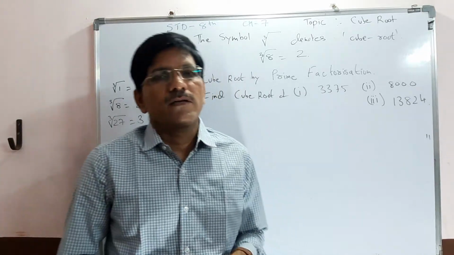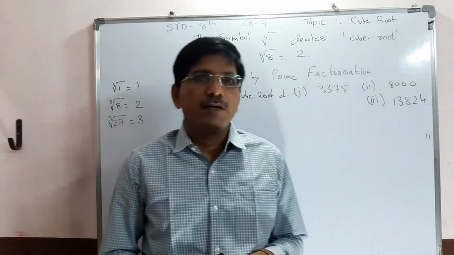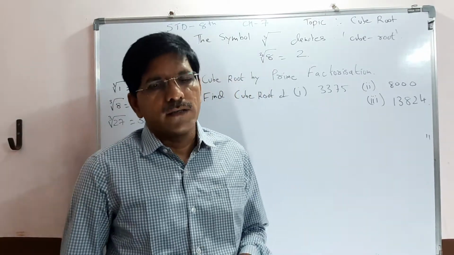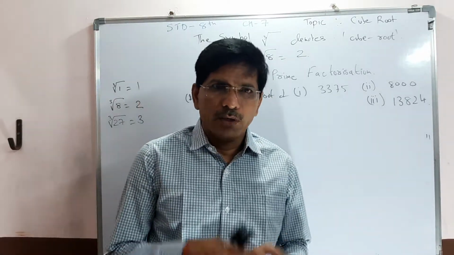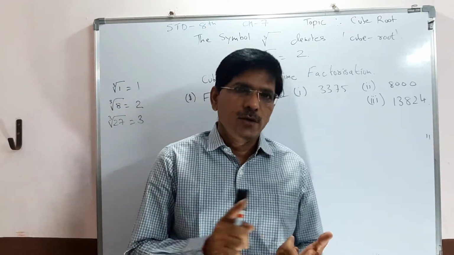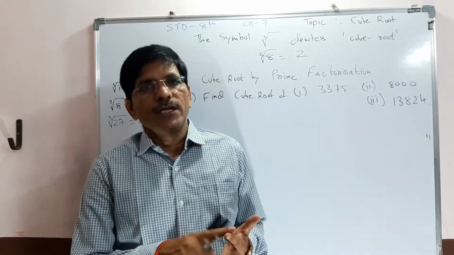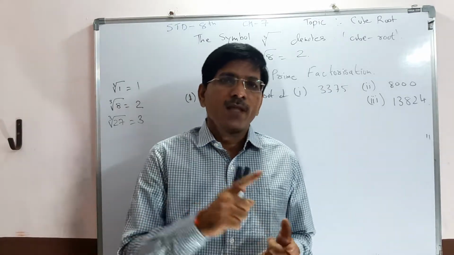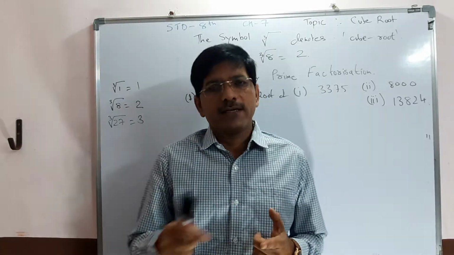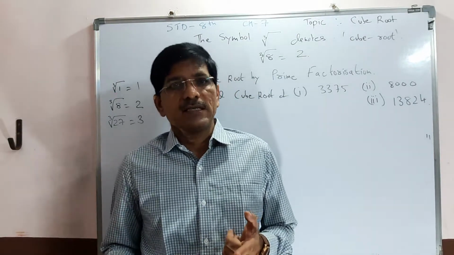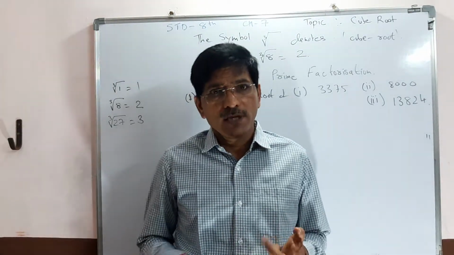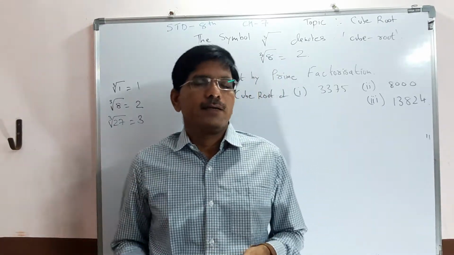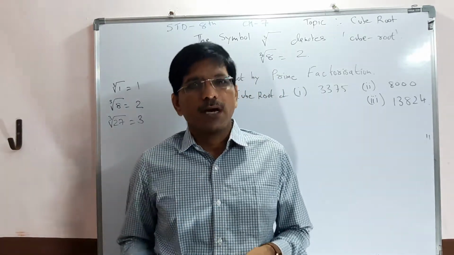So, exercise 7.1 is related with the cube. I think you have already learned 1 to 10 cube. 1 cube is 1, 2 cube is 8, 3 cube is 27, 4 cube is 64, 5 cube is 125, 6 cube is 216, 7 cube 343, 8 cube 512, 9 cube 729, and 10 cube 1000.